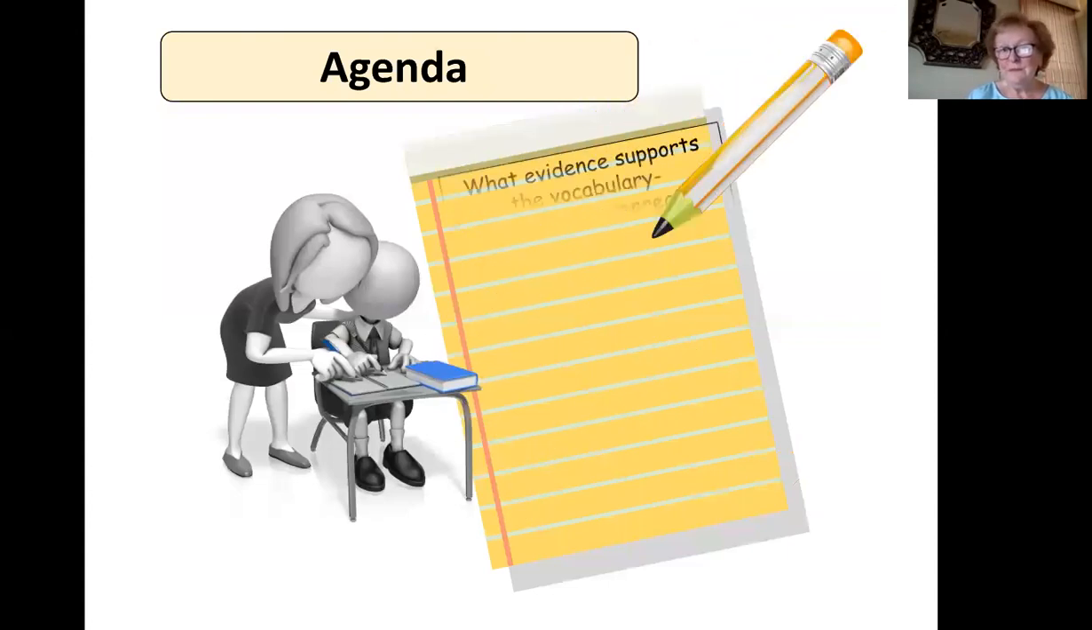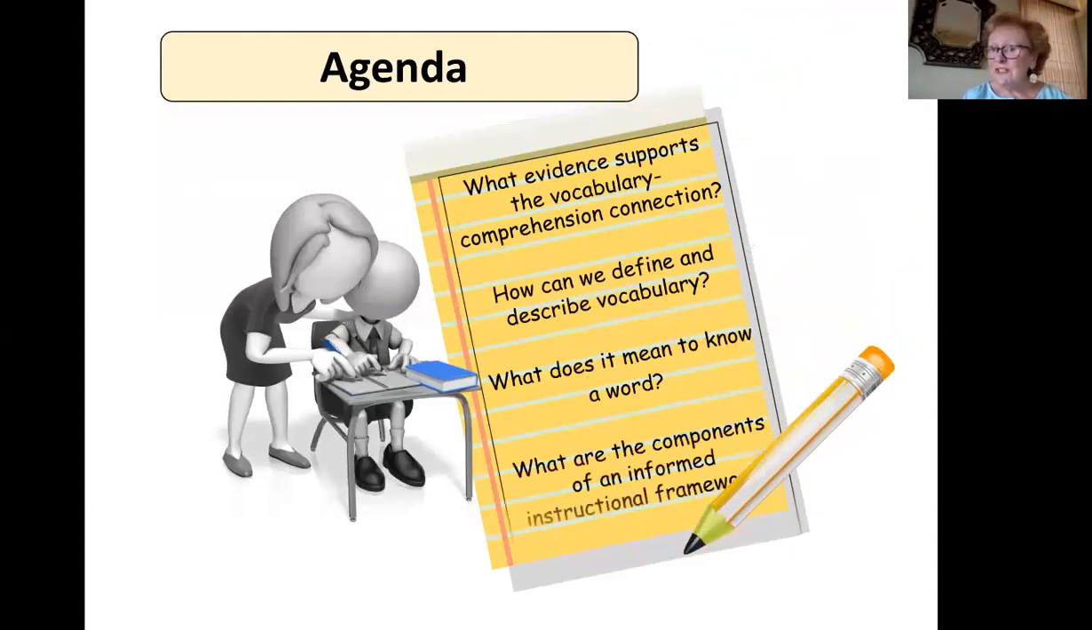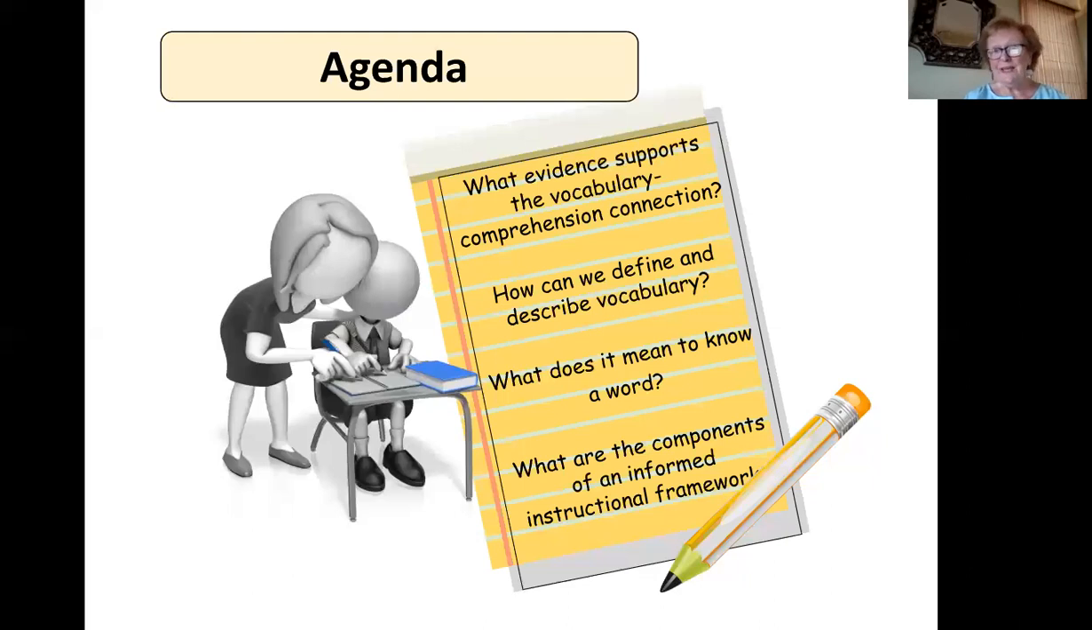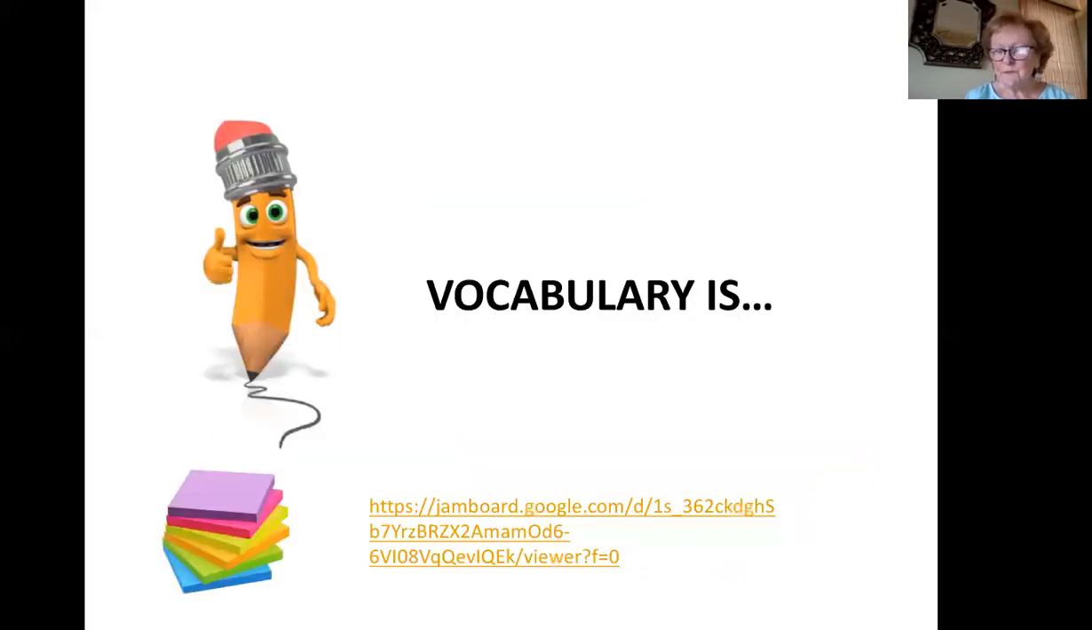All right. So that was the first question, and it had to do with your response: yes, no, maybe. Understanding that connection between skilled reading and reading comprehension. So now let's move to how can we define and describe vocabulary?